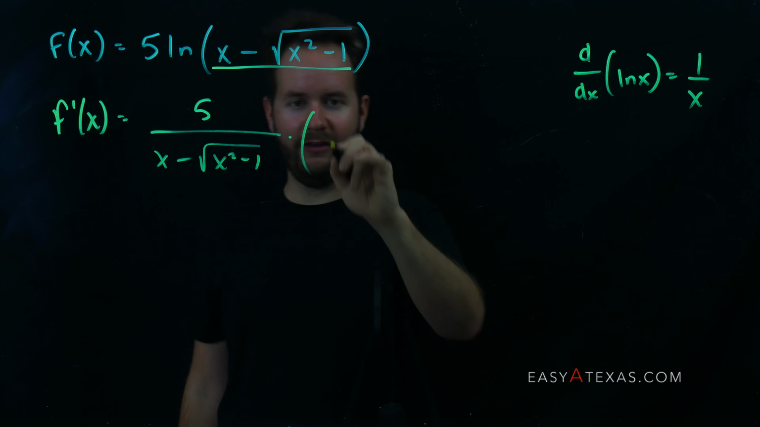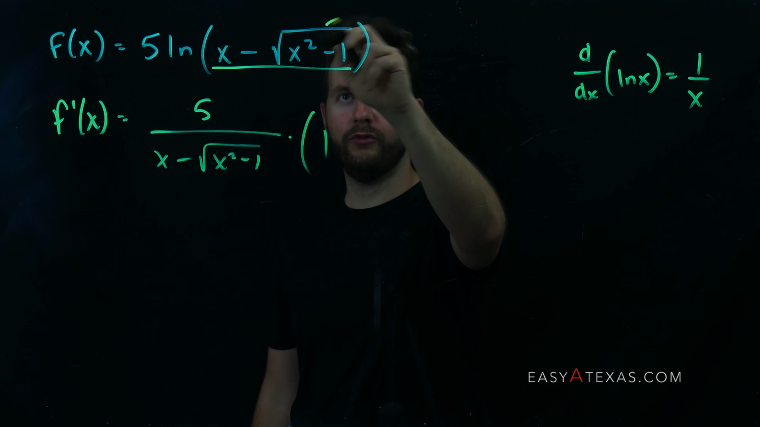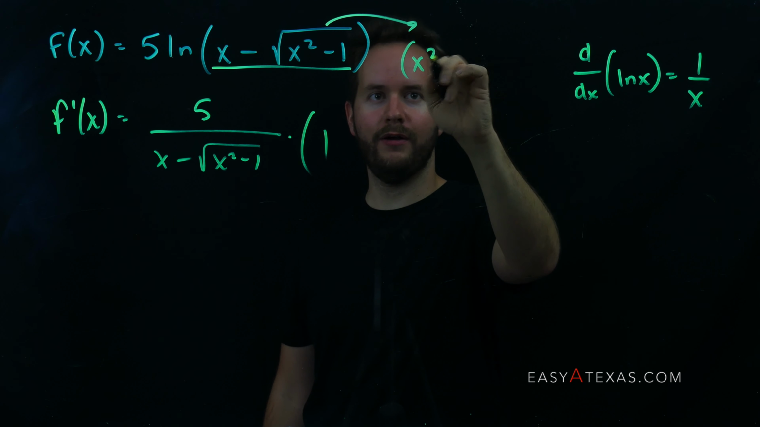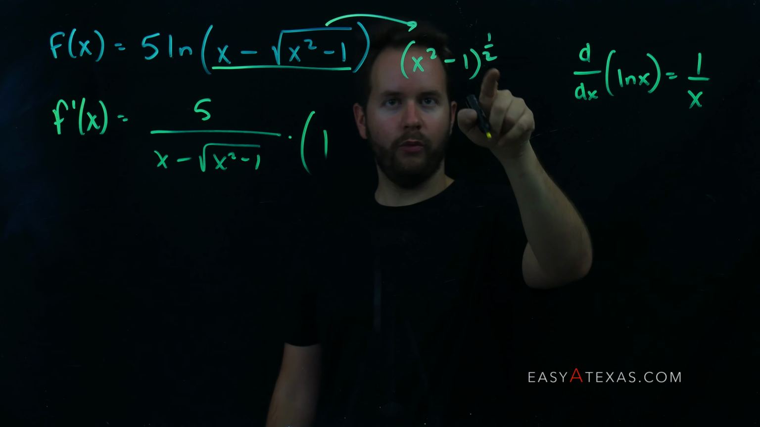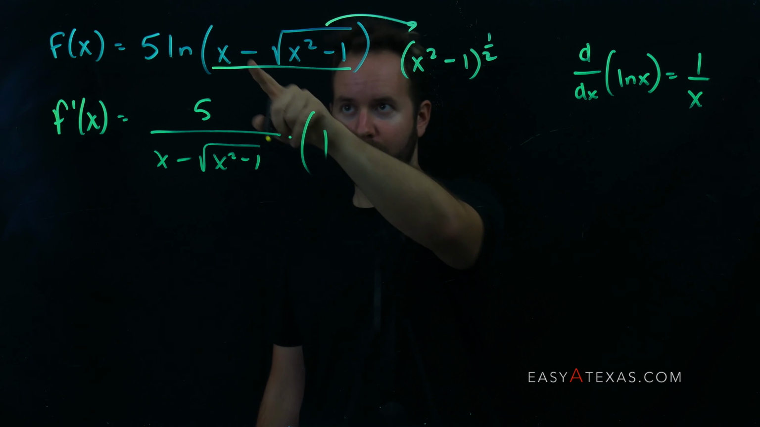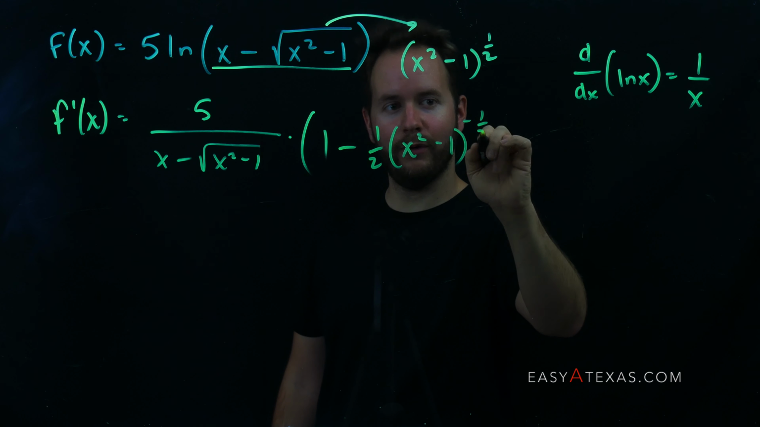The derivative of x is 1. The derivative of square root of x squared minus 1, I'm going to go ahead and rewrite as x squared minus 1 to the 1/2, so it's a little bit easier for me to use the power rule. So the 1/2 will come down in front. Don't forget it's a minus. So minus 1/2 x squared minus 1 to the negative 1/2.